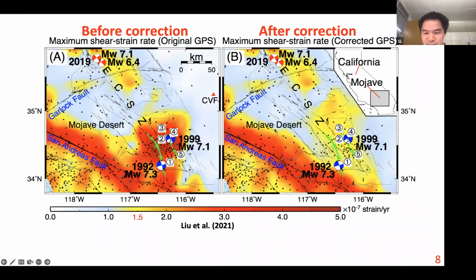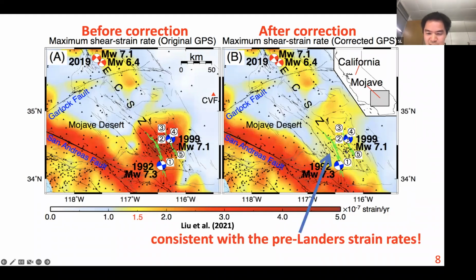But once we consider correcting such a right lateral shear, the GPS-derived shear strain rate is much reduced and is consistent with the pre-Landers strain rate field.